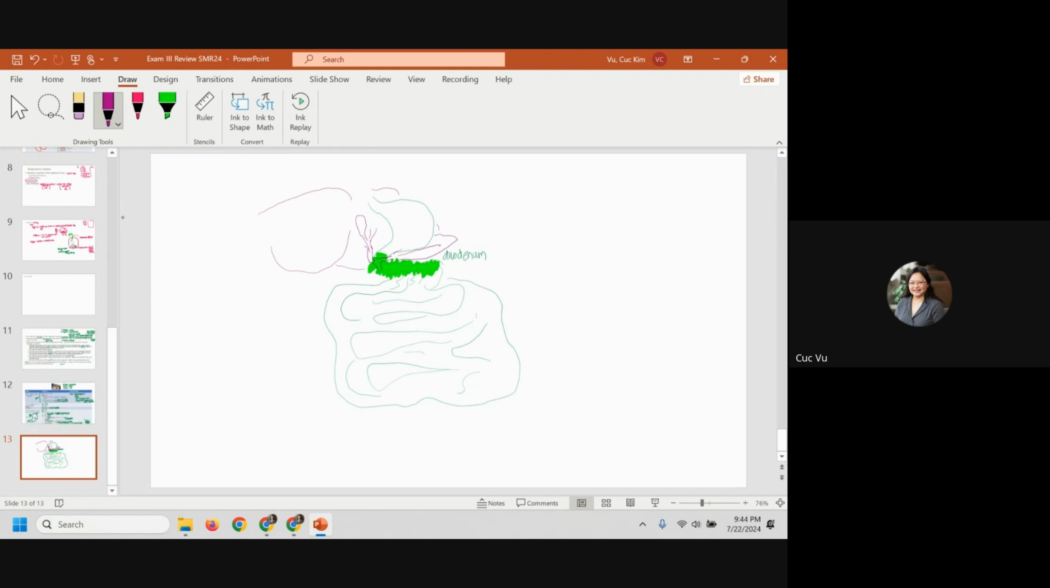So I've got the pancreas over here, and I have the liver here. And then I have the gallbladder here. Right? So what does the liver do? It produces bile.